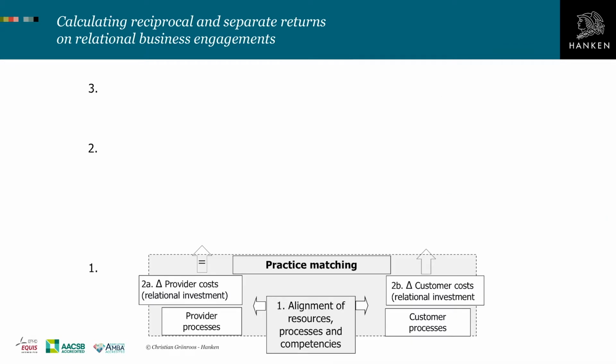The first thing to do is the practice matching part, meaning, looking at number 1 down there, alignment of resources, processes, and competencies. When this has been done, both parties can calculate the changes in costs. 2A, changes in provider costs. This is the relational investment of the service provider. And 2B, changes in the customer costs. That is the relational investment for the customer.